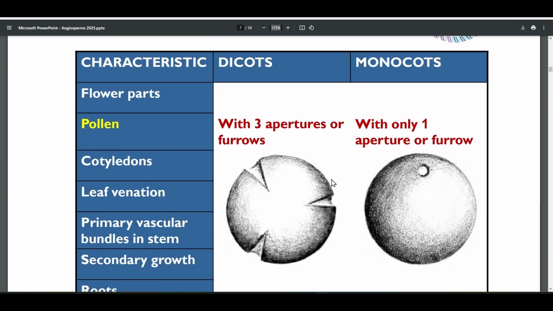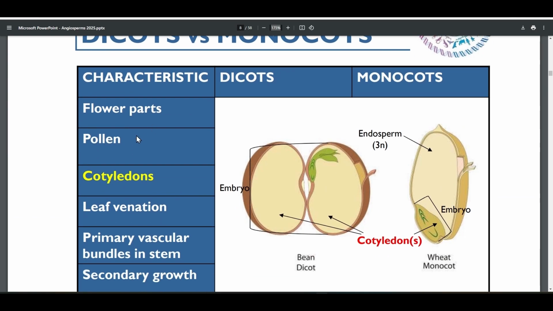And pollens. So the major difference between dicot pollens and monocot pollens is the number of apertures they have. Apertures or furrows, you can think of them as weak points on the pollen wall. That is where the pollen tube will germinate from when it reaches an ovule. So for dicots, there are 3. So 1, 2, 3, that's where the pollen tubes can germinate. But for monocots, it's only one. Right, only one weak spot.